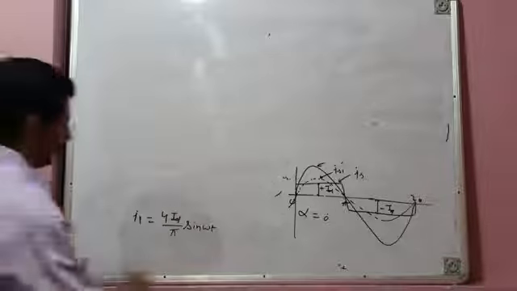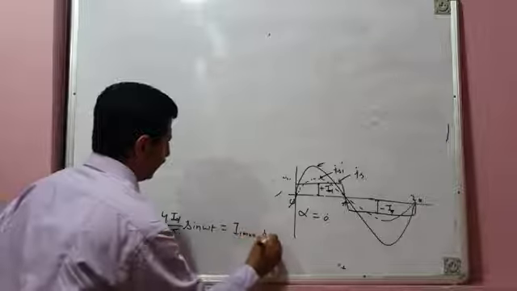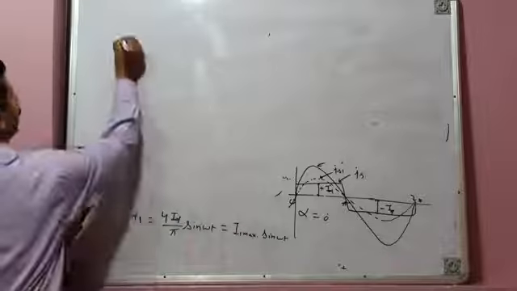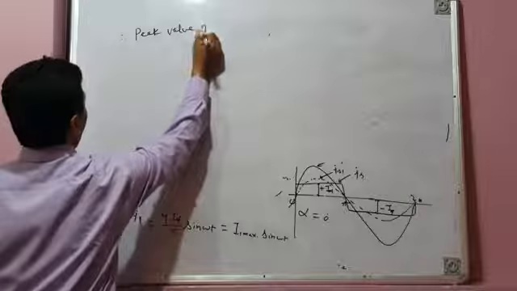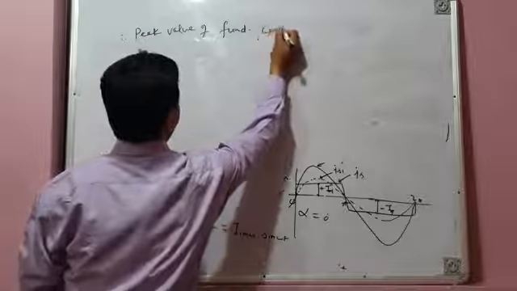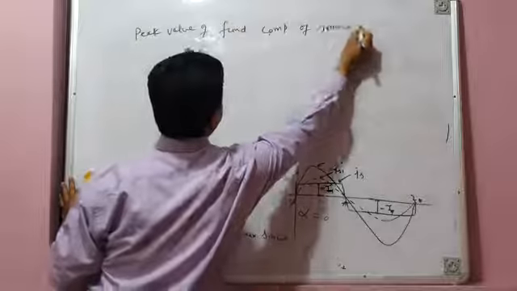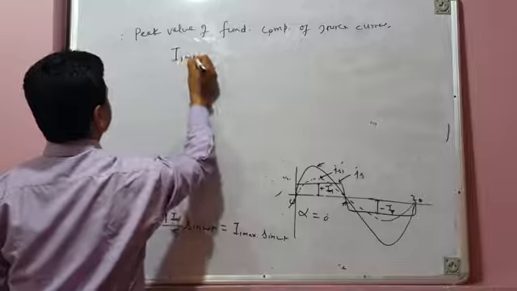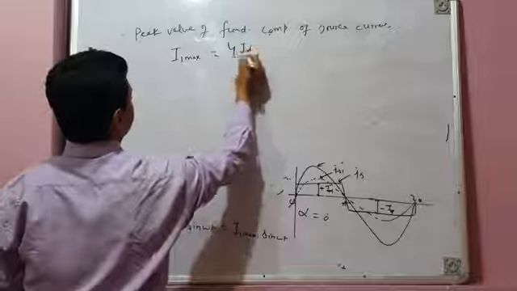So therefore, this is equal to I1 max sin omega t. What is I1 max? I1 max is the peak of the current, that is 4ID by pi. So the peak value of the fundamental component of the source current, I1 max, is equal to 4ID by pi.